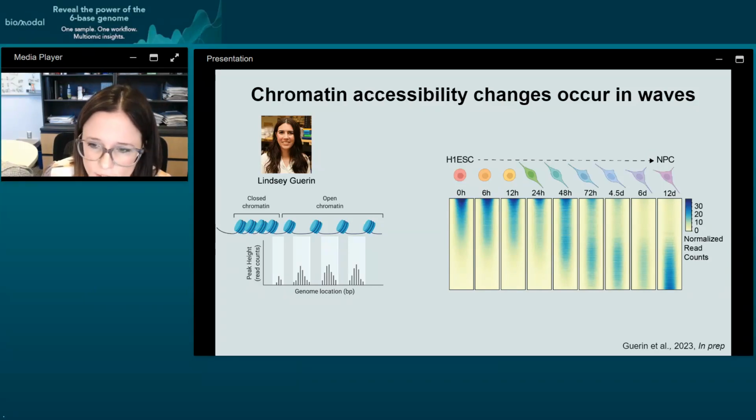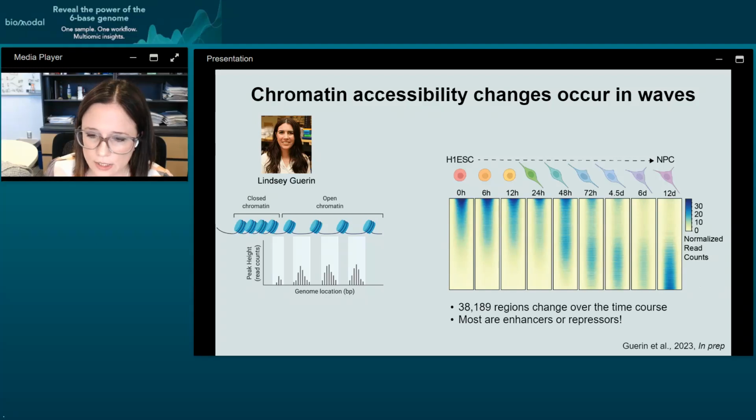If we look at just the ATAC part of ATAC-me, at each of these time points we observe very dramatic changes in accessibility. What I'm showing you in this heat map is that 38,000 regions change over this time course. You can see there are many regions that go from blue to yellow. These are regions that are closing. And many regions go from yellow to blue. These are regions that are opening. Most of these regions are enhancers or repressors. Of course, our goal was to understand what's happening to DNA methylation in these dynamic accessibility loci.